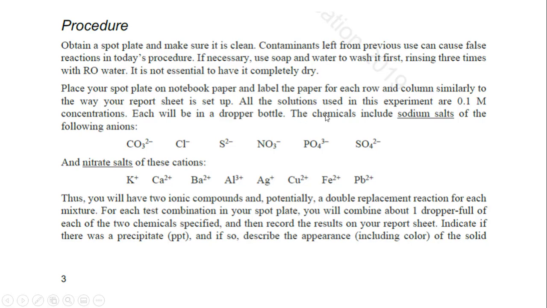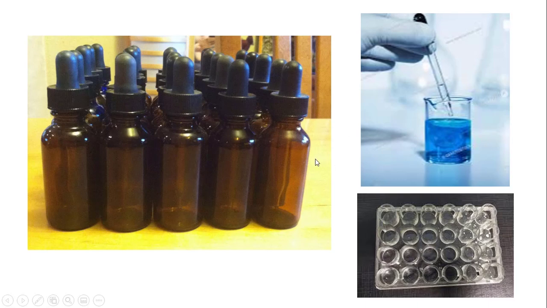But it says here the chemicals include sodium salts. What this means is that this is sodium carbonate, sodium chloride, sodium sulfide, sodium nitrate, sodium phosphate, and sodium sulfate. That's what would be written on the bottle. And you would add these to your spot plate. And how you do it is that there's a dropper in there like this. You can't really see it that well. And you add it without touching the solution, without touching the sides, so it doesn't create any impurities and give you false positives and false results. And then you put it back, and the same person does the same thing.